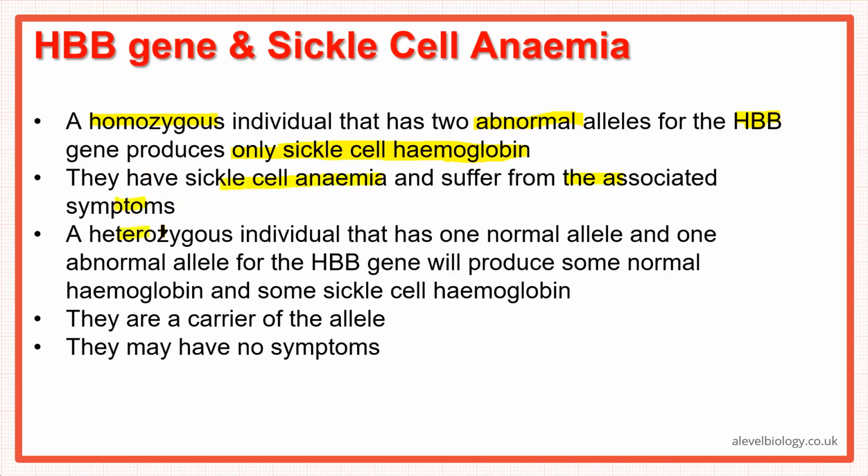But a person who is heterozygous, who is having a normal allele and an abnormal allele for the HBB, that person will produce some normal hemoglobin and some sickle cell hemoglobin. So these people will be carriers, right? They will have no symptoms at all, right? Unless they go to a high altitude where oxygen concentration is less, or they do vigorous exercise where their oxygen concentration becomes less, then they will start having the symptoms. Otherwise, they will stay normal.